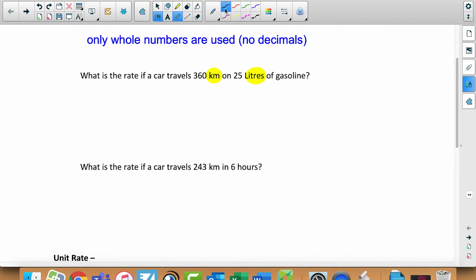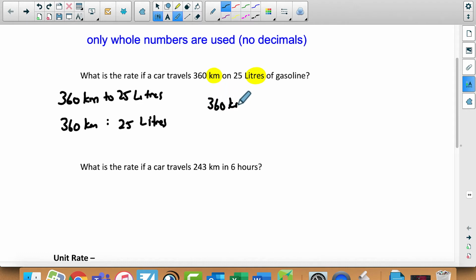So the way you could write this is one of three ways. You could go 360 kilometers to 25 liters. I would say that's not as common to write a rate with "to", but you could. You could write 360 kilometers colon, remember that means "to", 25 liters. That's very common. And perhaps the most common when you're talking about rates is the fraction method. So remember we can write as a fraction, so 360 kilometers over 25 liters. So I think I'll write it that way. And I'm going to shorten liters to just L. You're clear that capital L means liters.